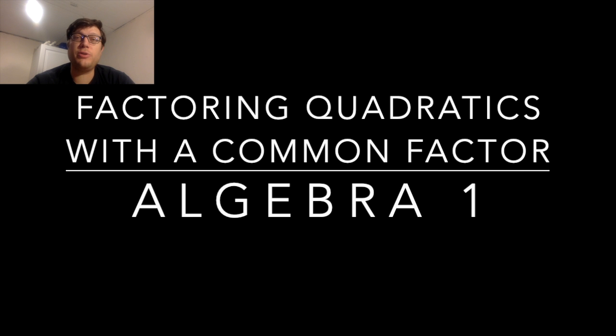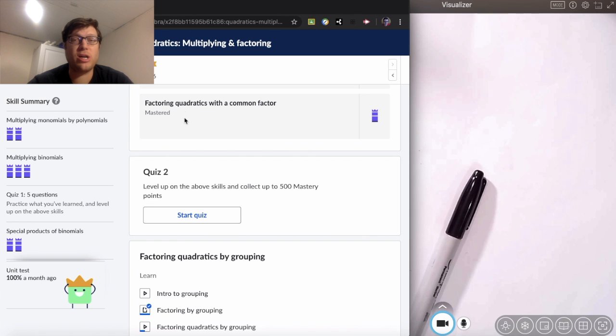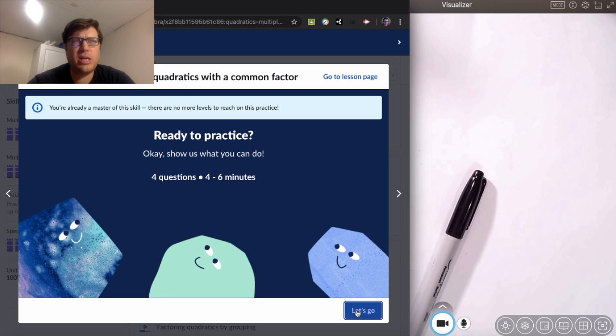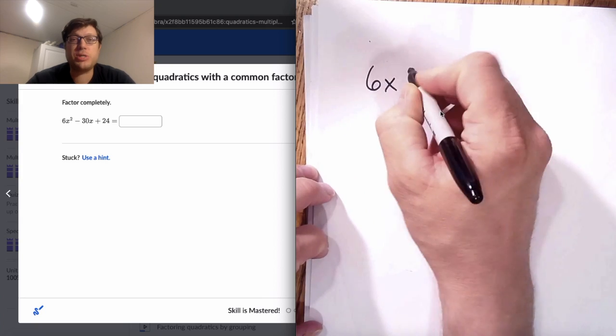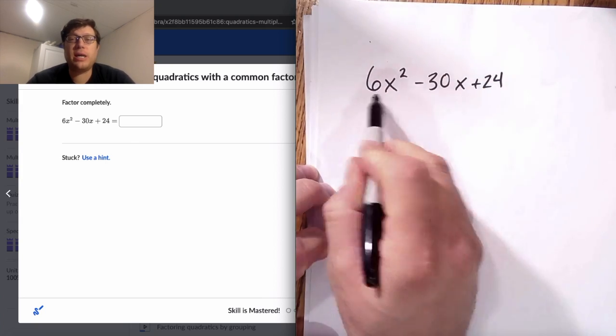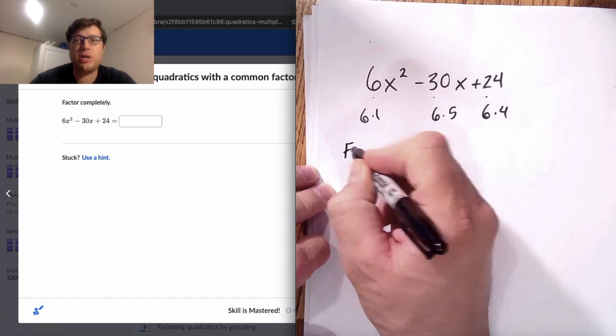What's up, guys? I'm doing a video for you on factoring quadratics that have a common factor. This should be done early on in the whole conversation around factoring because the questions don't go very deep. The key thing is that I'm looking for common terms that I can factor out of everything that's there.